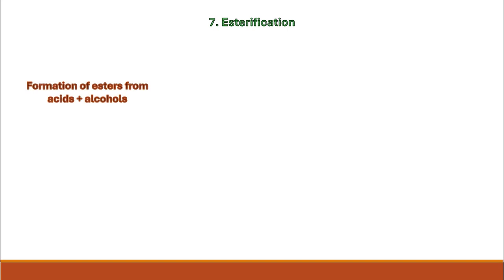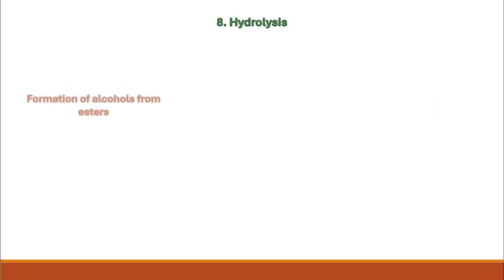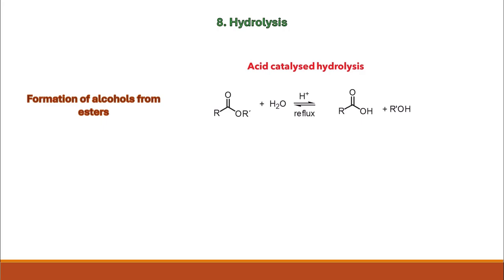Esterification is the formation of ester from acid and alcohol. So any acid with any alcohol in the presence of an acid catalyst will give you the ester. Remember, hydrolysis is the formation of alcohols from esters. So if you have an ester and we use an acid and reflux in the presence of water, that will give you the carboxylic acid and the alcohol. This is called acid catalyzed hydrolysis.